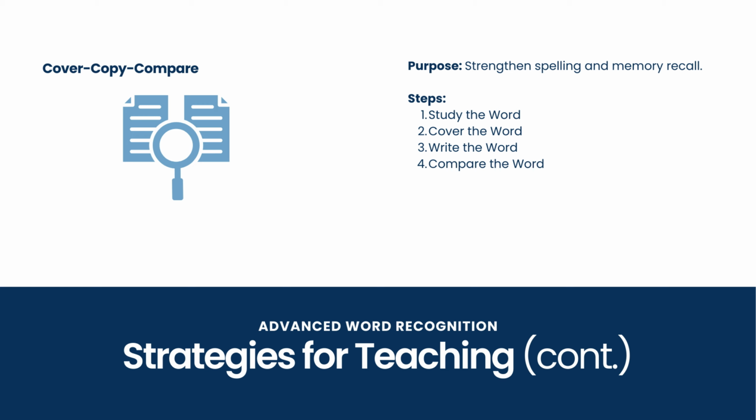And then compare the word. Students uncover the original word and compare it to their spelling attempt. If there is a mistake, the student studies the word again and repeats the process. This method is simple but powerful. It provides immediate feedback, reinforces correct spelling, and improves long-term retention through focused practice and self-correction.